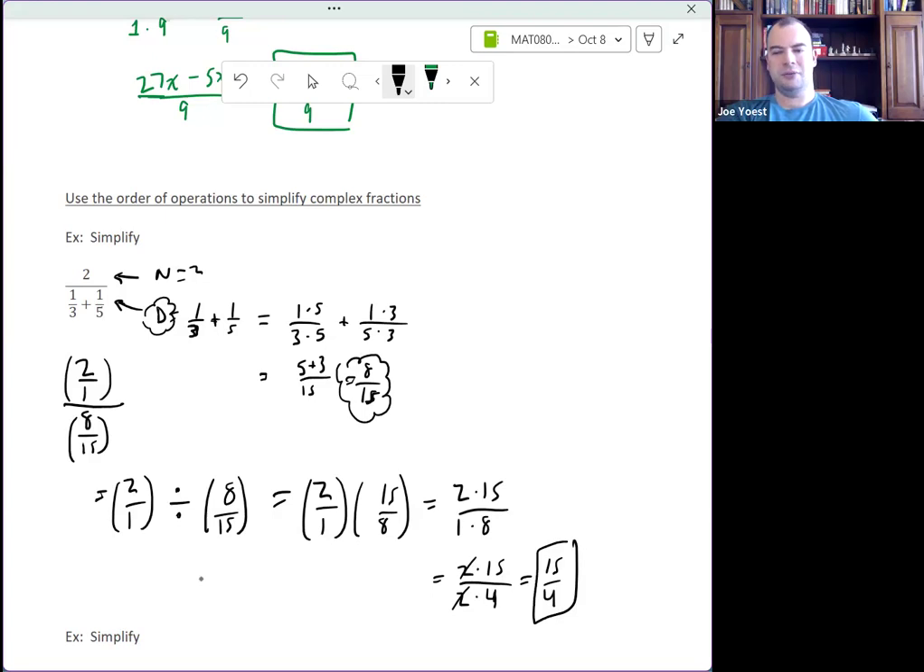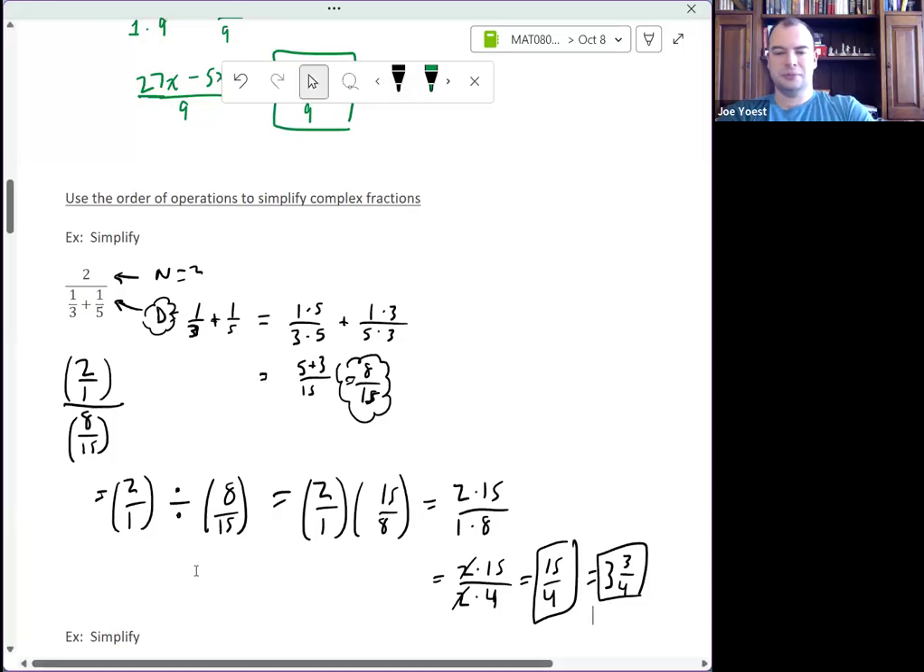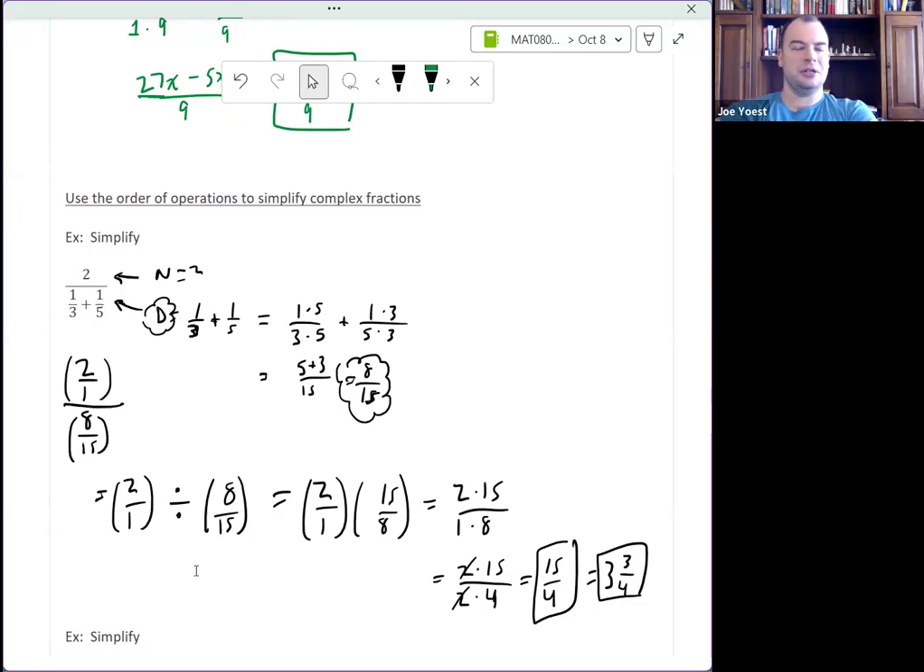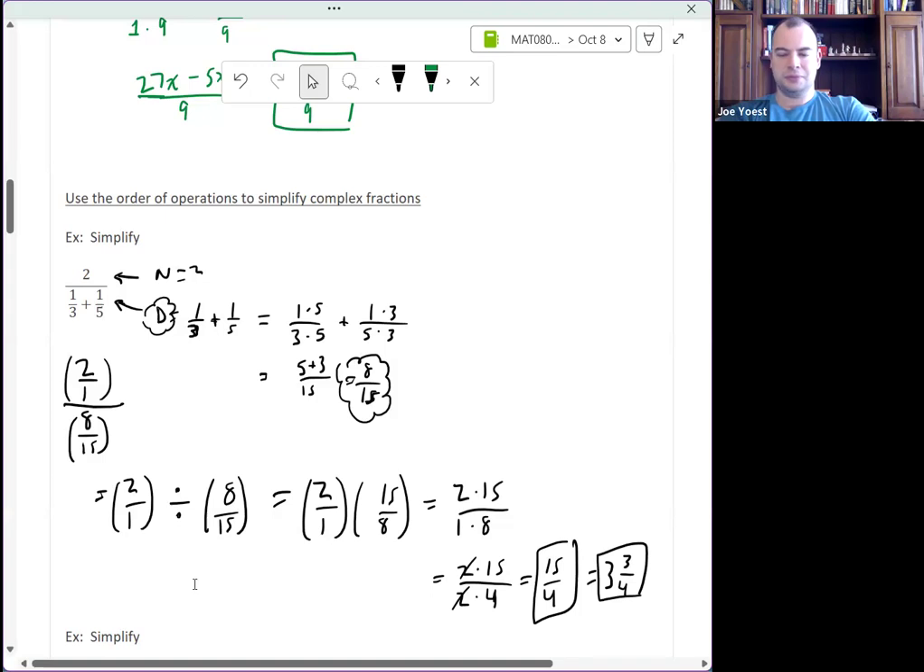And again, I can either leave my answer as an improper fraction, or I can say 4 goes in the 15 3 times with a remainder of 3. So I can say this is 3 3/4. So just depending on what the problem asked for, or what made it easier for you to work with for whatever application it is, you can leave it as 15/4 or 3 3/4.